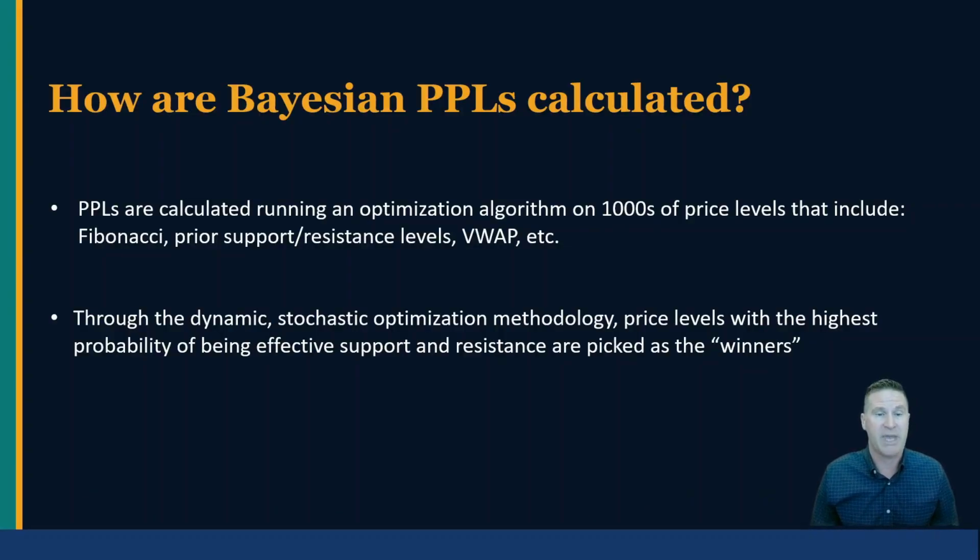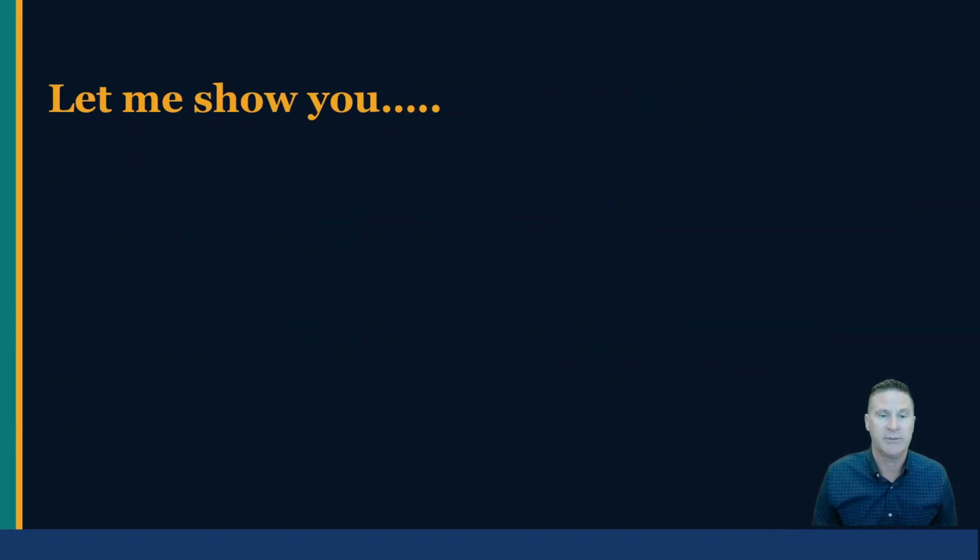So how are Bayesian PPLs calculated? Well, as I indicated, they're calculated using optimization algorithms on many different price levels. And then a stochastic optimization algorithm is applied on top of that to pick the highest probability of success, support, and resistance levels. Let me show you.